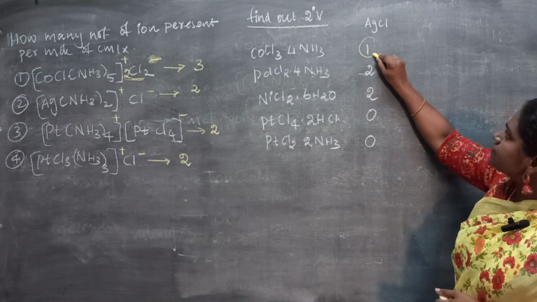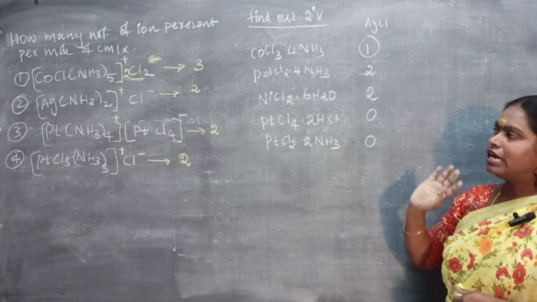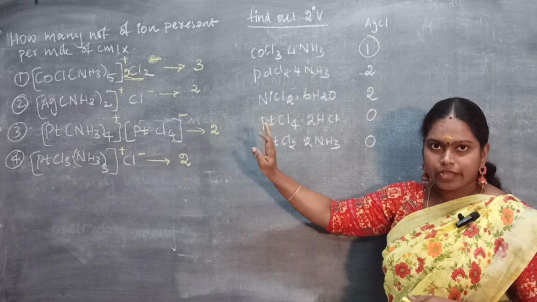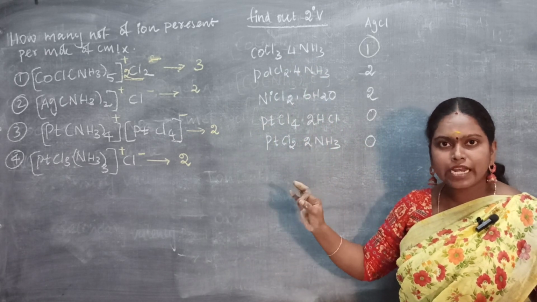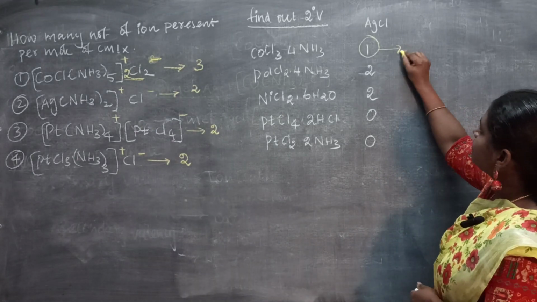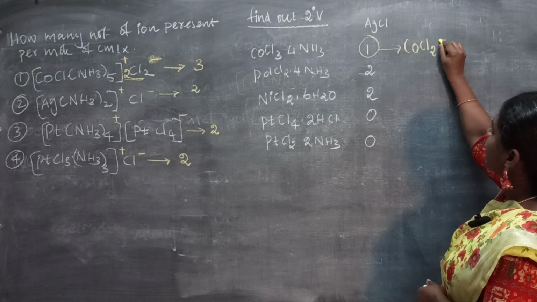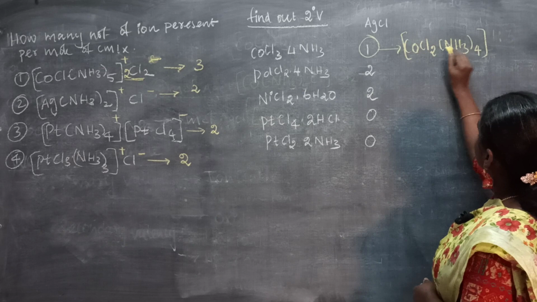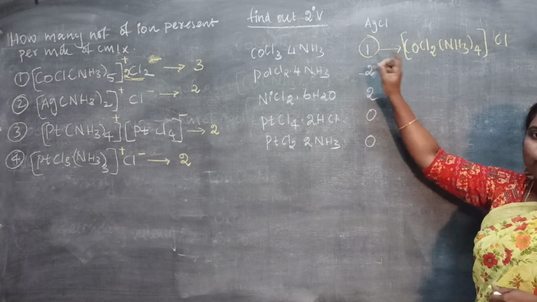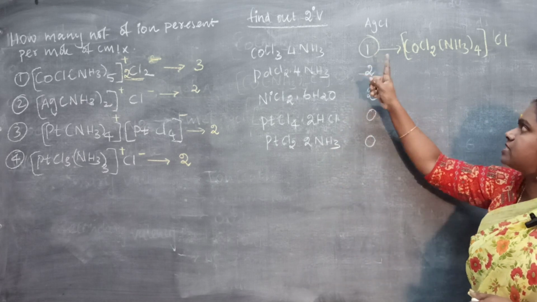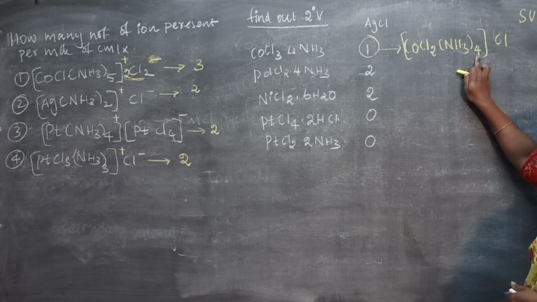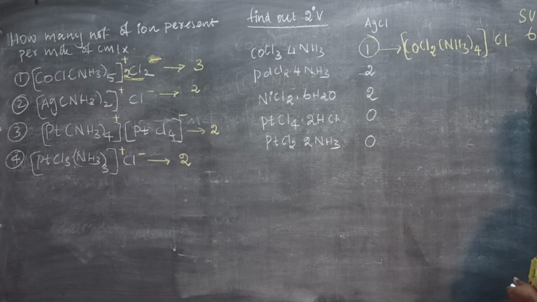So here, how many moles of silver chloride will be precipitated? 1 mole only is precipitated. Now we can write the complex with only one chloride as a counter ion, and the remaining chloride ion will be arranged in the complex itself. Up to the formation of the complex, CoCl2, then NH3 4 times, then only one chloride as a counter ion, because we got only one chloride as silver chloride precipitate, so only one chloride is outside. The secondary valency is equal to, here it is 4, here it is 2, totally it will be 6, coordination number 6, so that is equal to secondary valency.